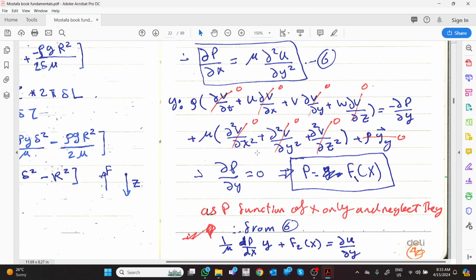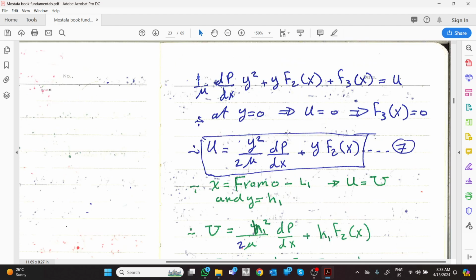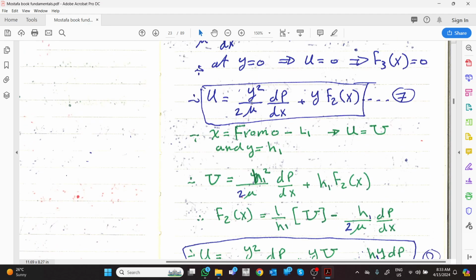What we've done here is very straightforward. We just make integration one time. That's why there's f2x with respect to y. Another time. So u equals this term. Boundary condition number one: we know at y equals 0, u equals 0. So this equals 0. But we have a derivative term.